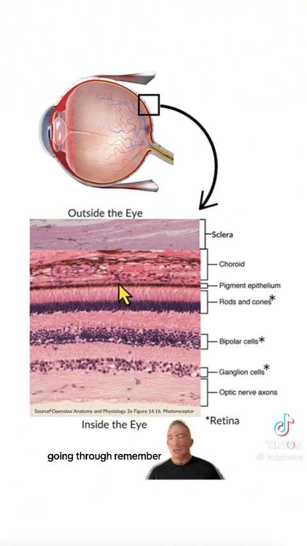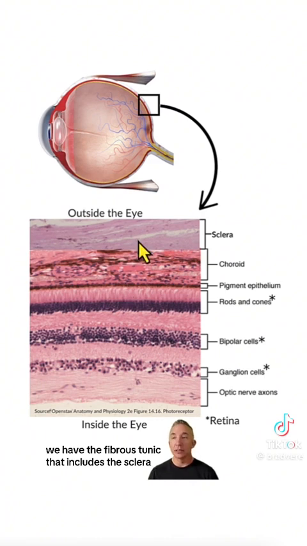going through. Remember, there's three layers of the eye. We have the fibrous tunic that includes the sclera, which is the whites of our eye. Then I have the vascular tunic, which includes the choroid. And then I have the nervous tunic, which includes all of the retina. And the retina is three sets of cells. And so I put that with an asterisk here.